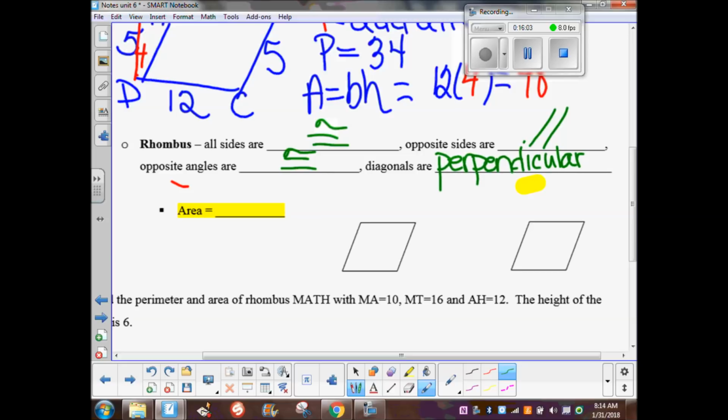Who remembers what's the symbol for perpendicular? Anybody remember the symbol for perpendicular? Anna, you're drawing it in the air. It's like an upside down T. Yeah. So the symbol for perpendicular is that upside down T. And then what does perpendicular mean? They make right angles.